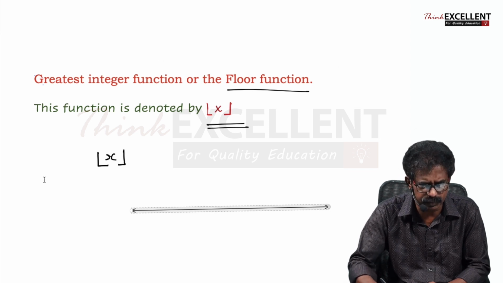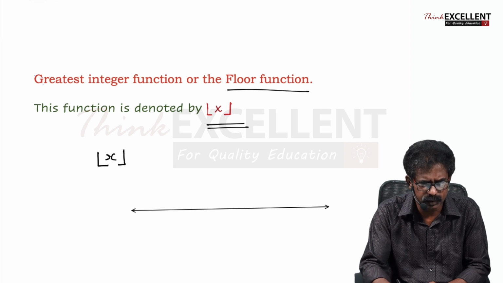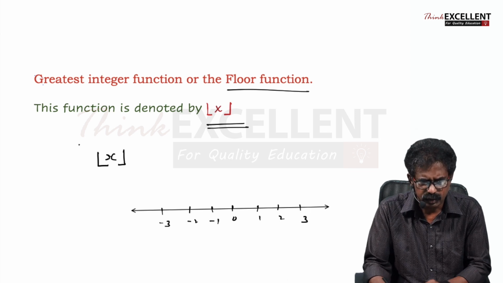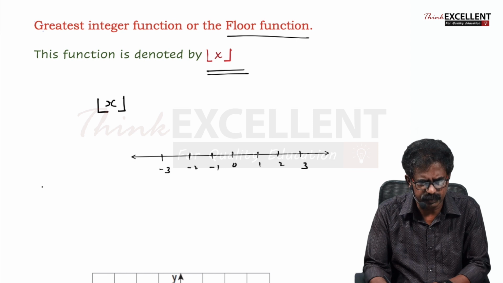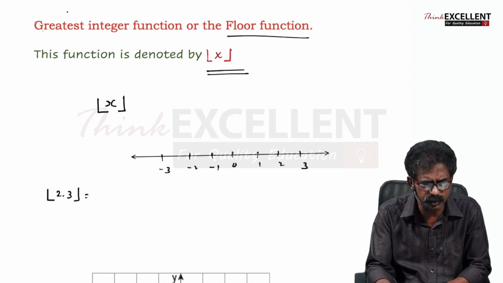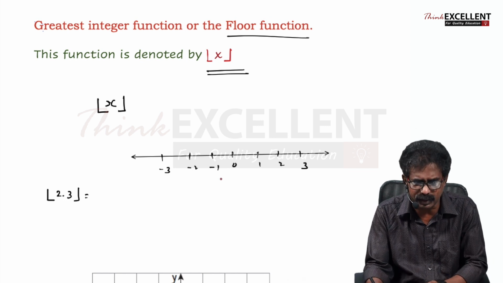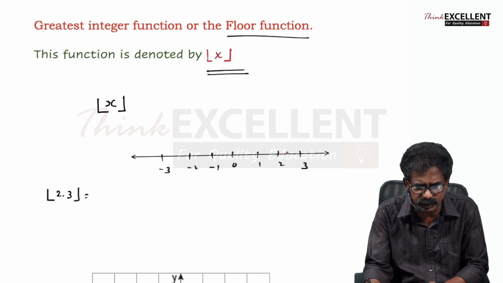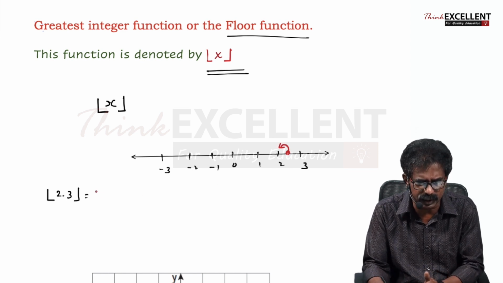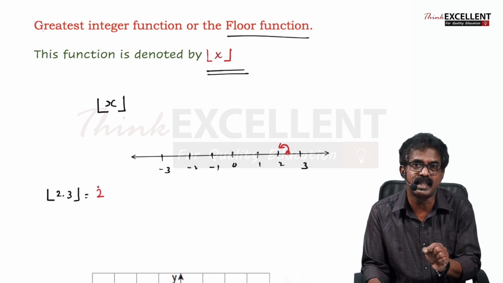I'm taking the points, say 0, 1, 2, 3, etc. and minus 1, minus 2, minus 3, etc. I want to find the greatest integer of, say, 2.3. What you have to do is plot that point. 2.3 is between 2 and 3, right? 2.3 is here. Its left side integer, on the right side 3 is there, on the left side which integer is there? 2. So the answer is 2. You plot the point and take the left side integer.